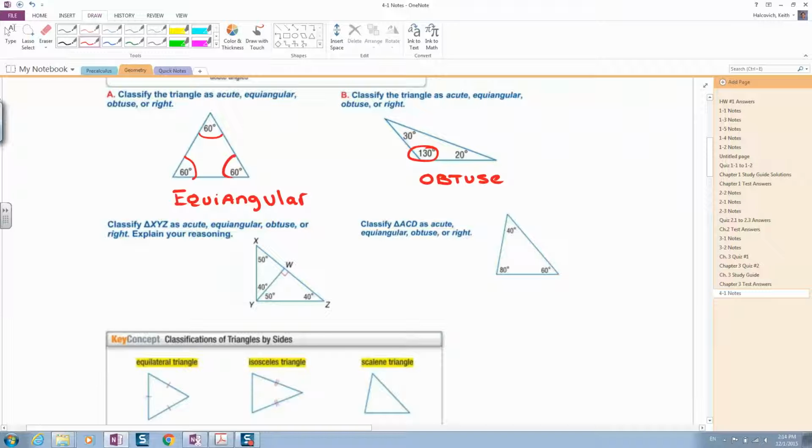Here it says classify XYZ, the whole thing, as acute, equiangular, obtuse, or right. Notice if you add 50 plus 40 here, you get 90, which means that it's right, because angle XYZ is a right angle. Here, this is an acute triangle, because all three angles are acute.